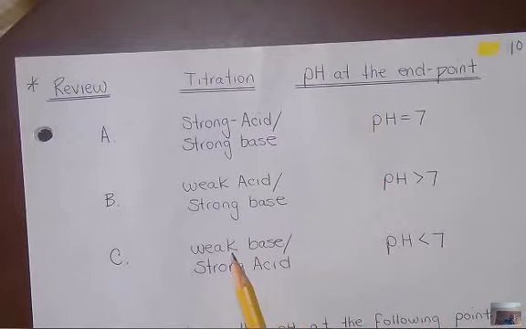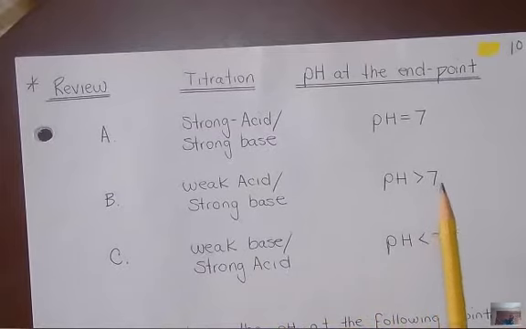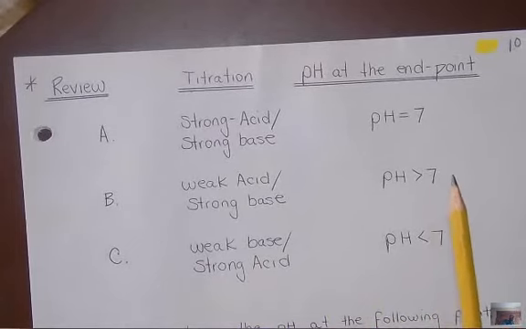If you were doing a weak base with a strong acid, you'd expect the pH at the end point to be less than 7. These two are probably pretty close to 7. This one might be 8 or 9. This one might be 6 or 5. They're not going to be 1 or 2 or 12 or 13, but they will be higher and lower.